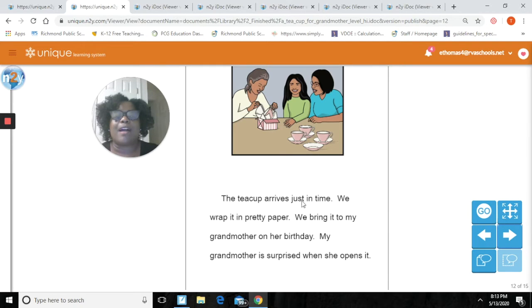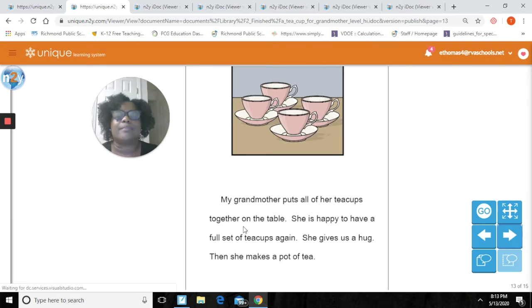The teacup arrives just in time. We wrap it in pretty paper. We bring it to my grandmother on her birthday. My grandmother is surprised when she opens it. My grandmother puts all of her teacups together on the table. She is happy to have a full set of teacups again. She gives us a hug. Then she makes a pot of tea. The end.